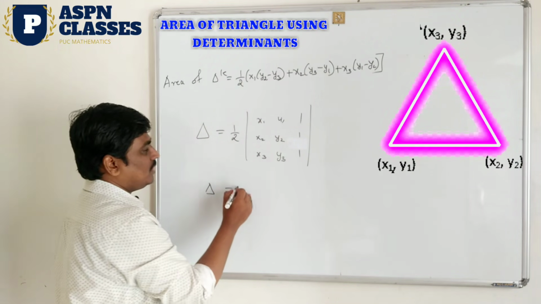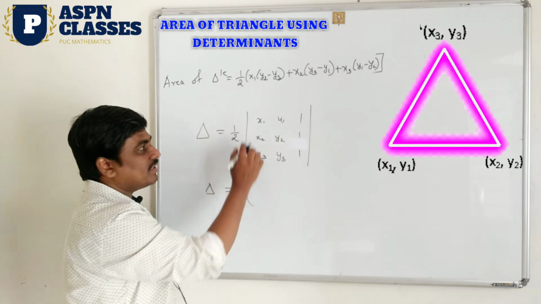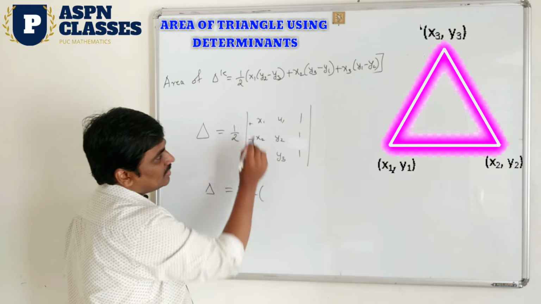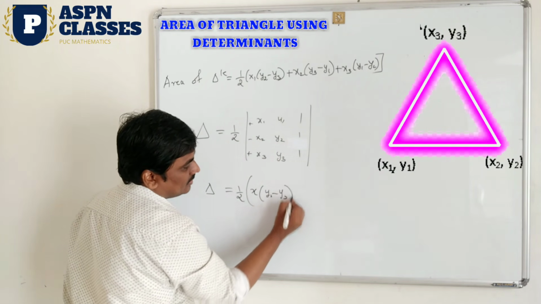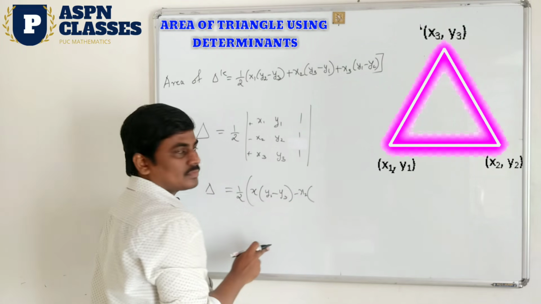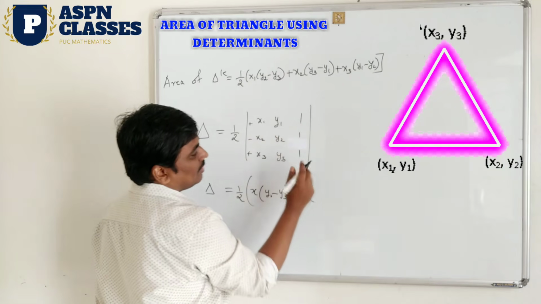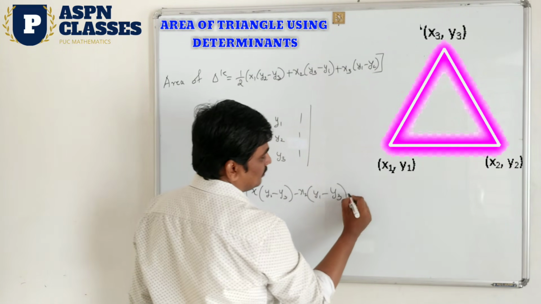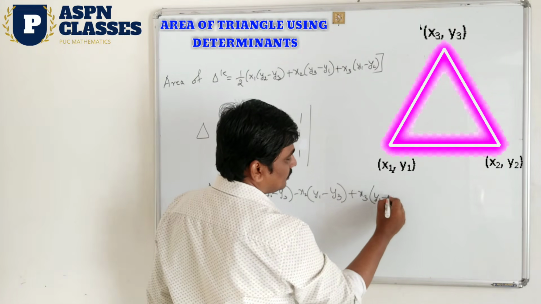Again you get the same formula. Observe here, 1/2 into bracket. Expanding along C1 you take the signs plus, minus, plus. So x1 into (y2 minus y3), next sign minus x2 into, these two are cancelled, (y1 minus y3), plus x3 into bracket (y1 minus y2).